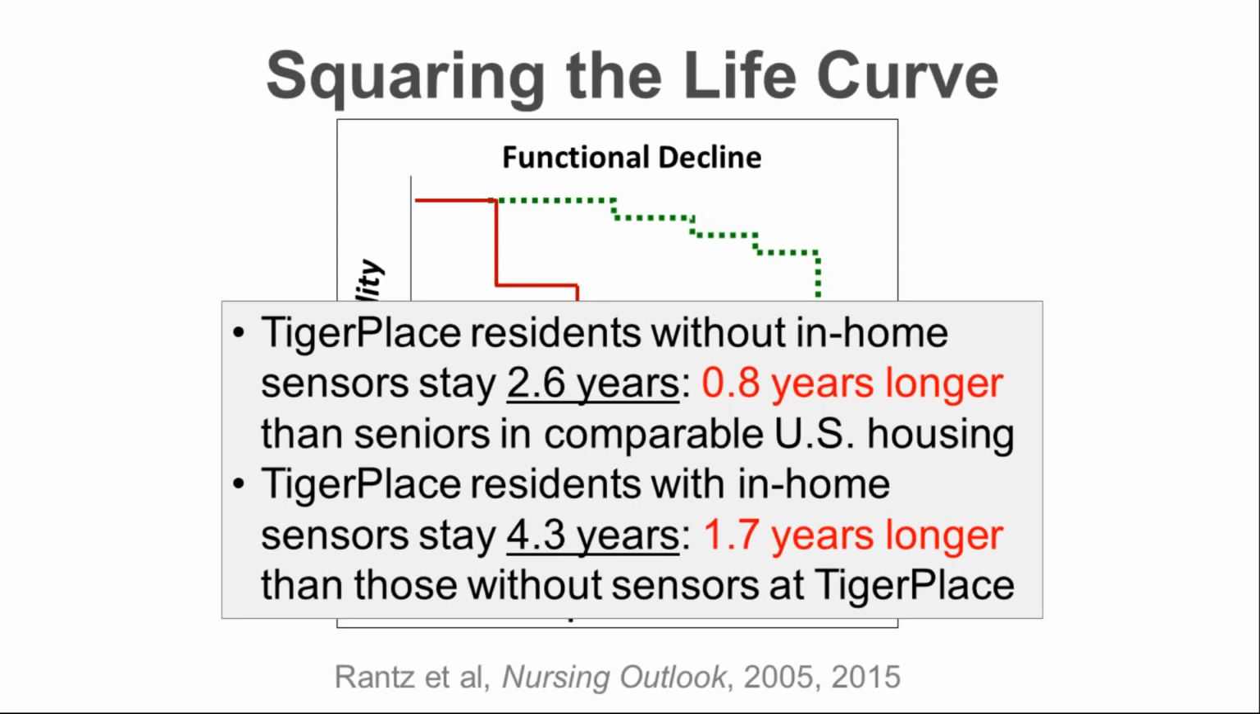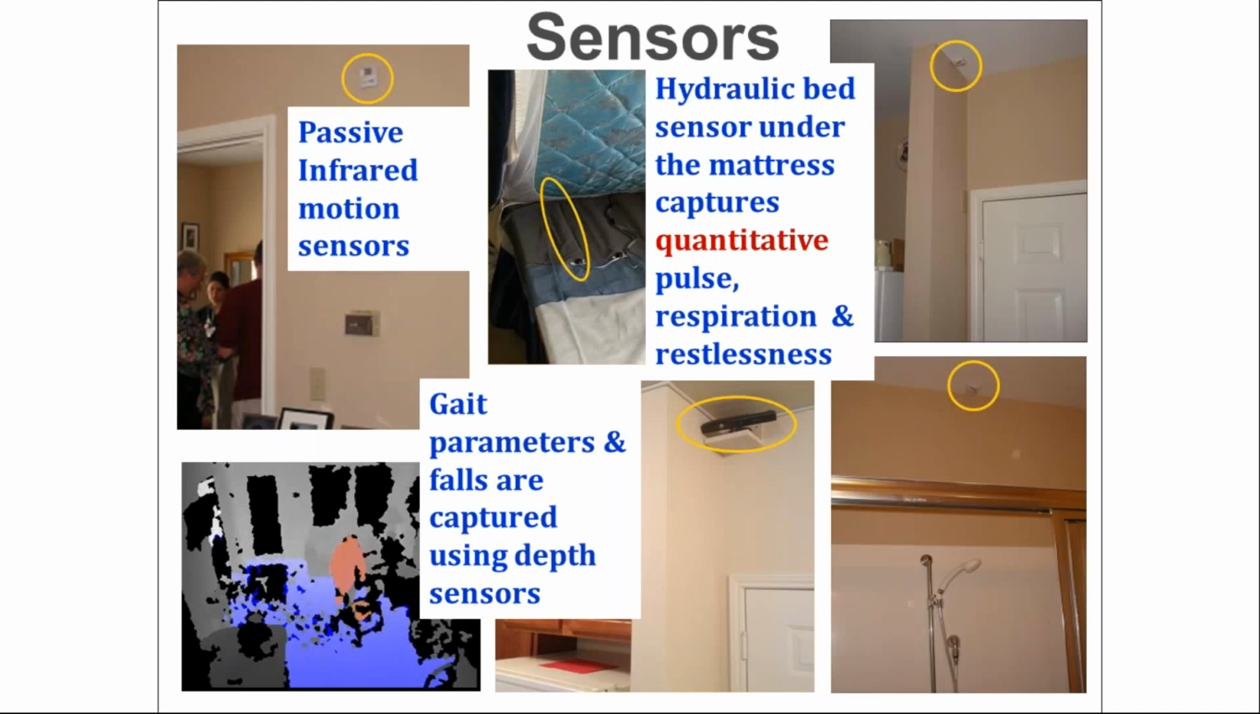And those TigerPlace residents that live in our facilities that have in-home sensors, they stay nearly twice as long, 4.3 years, and they stay nearly 2 years longer in TigerPlace than those without sensors. So you can see that without sensors, people stay longer, and then you add sensors, and they stay even longer. And you'll find they feel safer as we go through this. You'll find the types of technologies that we're using are things that they feel comfortable with, and they feel safer knowing that they're there. These are the types of sensors that we're deploying.